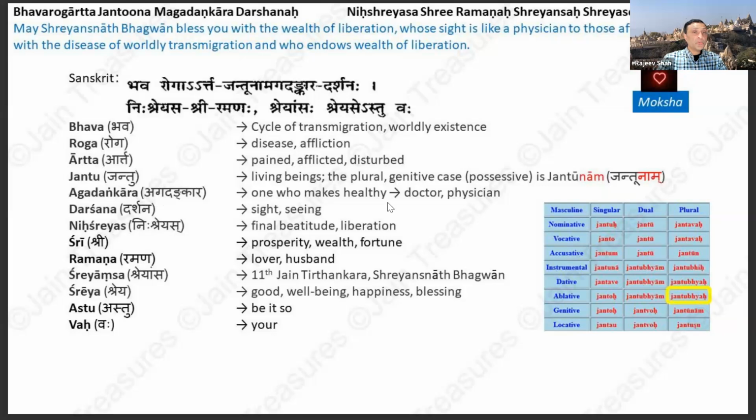Agat Dankar, one who makes healthy, doctor or physician. Darshan means sight or seeing. Niya Shreyas, final beauty to liberation. Shri again means wealth. Raman means lover or husband. Shreyas, the 11th Tirthankar, Shreyasnath Bhagwan. And Shreya means good, well-being, happiness or blessing. Astu means be it so, and Vah, your.